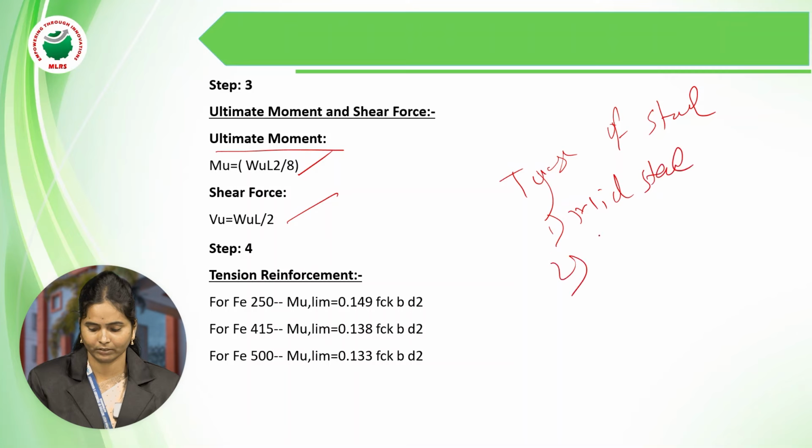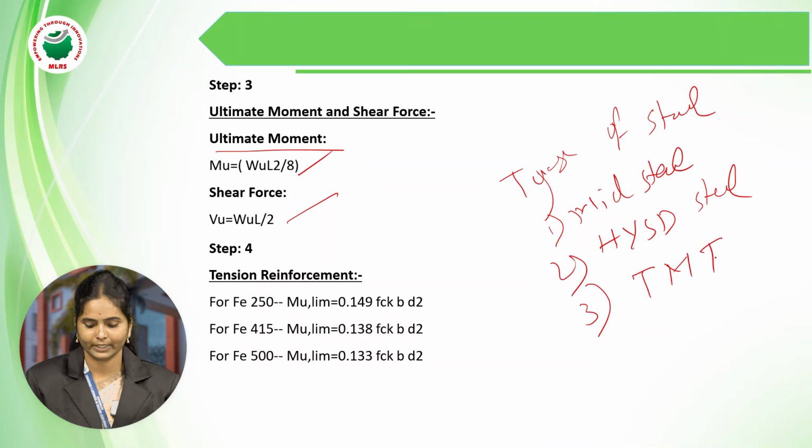Second one, HYSD steel. The third one is TMT bars. So these are all the types of steel: mild steel and HYSD, high yield strength deformed bars. TMT means thermomechanically treated bars.